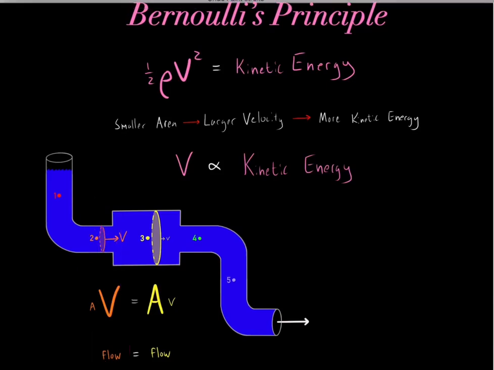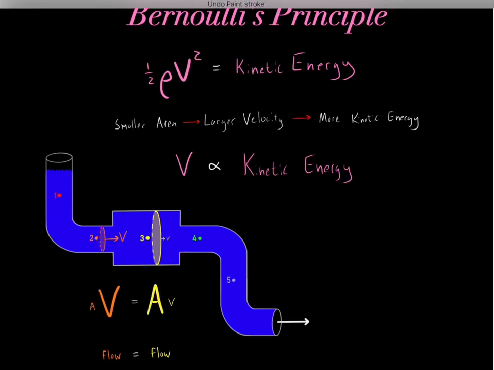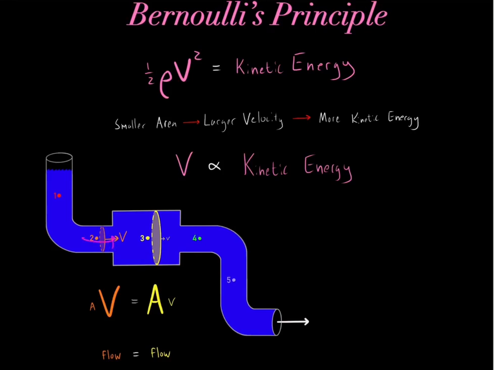And therefore, the smaller the cross-sectional area, the larger the velocity, the larger the kinetic energy, because we know this is the term that equals the kinetic energy. So the larger the velocity, the larger the kinetic energy. And we know the smaller the cross-sectional area, the larger the velocity. Hence, the smaller the cross-sectional area, the larger the velocity, the larger the kinetic energy. So therefore, the kinetic energy at this point 2 is greater than the kinetic energy at this point 3.